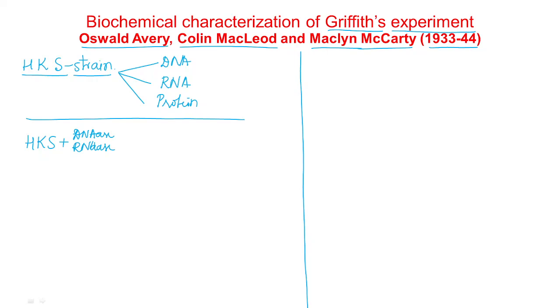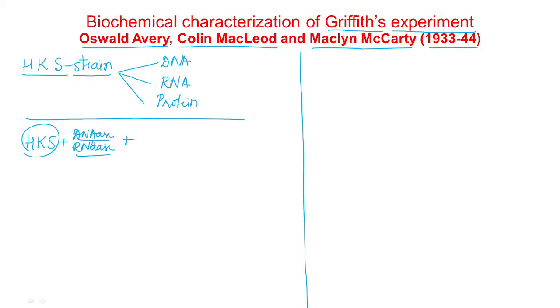Okay, when DNase and RNase enzymes are added to the heat killed S strain bacteria, the DNA and RNA of the heat killed S strain bacteria will be destroyed, because these are lytic enzymes. The DNase enzyme will destroy the DNA and the RNase enzyme will destroy the RNA. Ultimately, what will be remaining? The protein part will be left as it is.